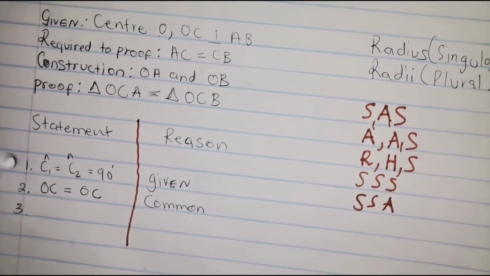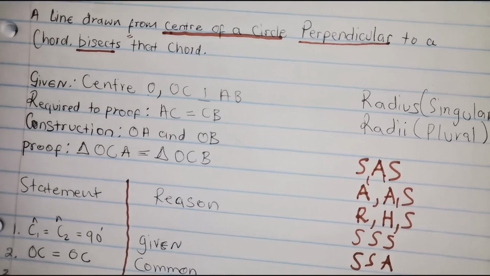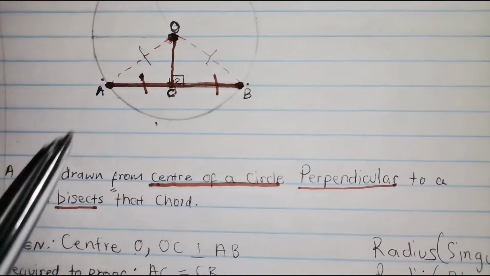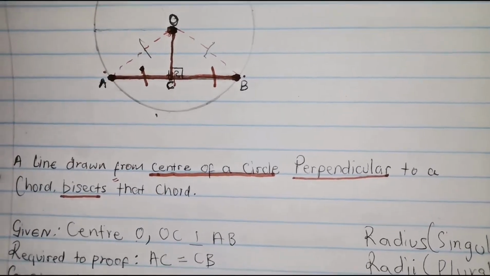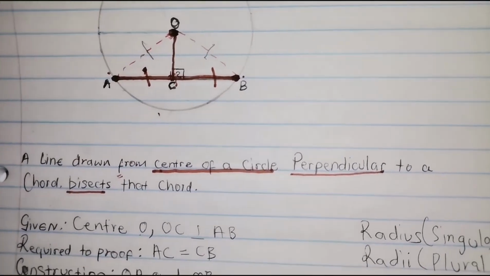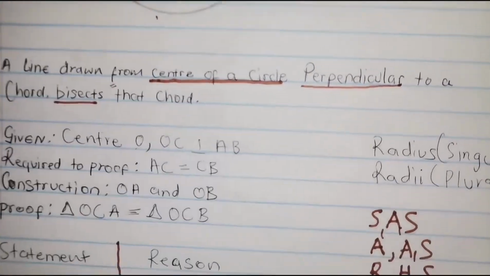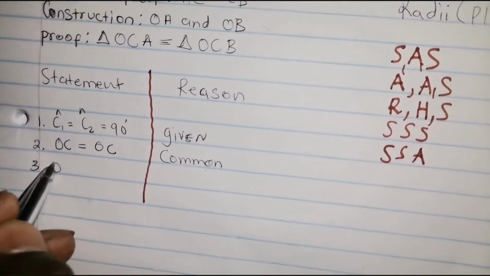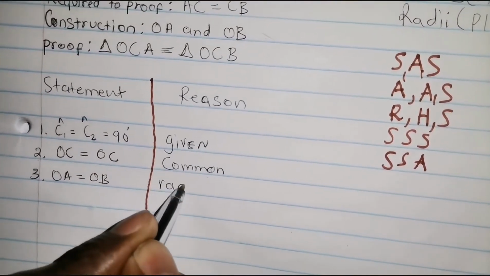Then number three, guys, the last one by the way: which two angles from both of the two triangles are equal, or which two sides from both of the two triangles are equal? We talked about radii, remember? Radii OA and OB are equal. Those are radii. So yes, OA equals OB. Reason: radii.